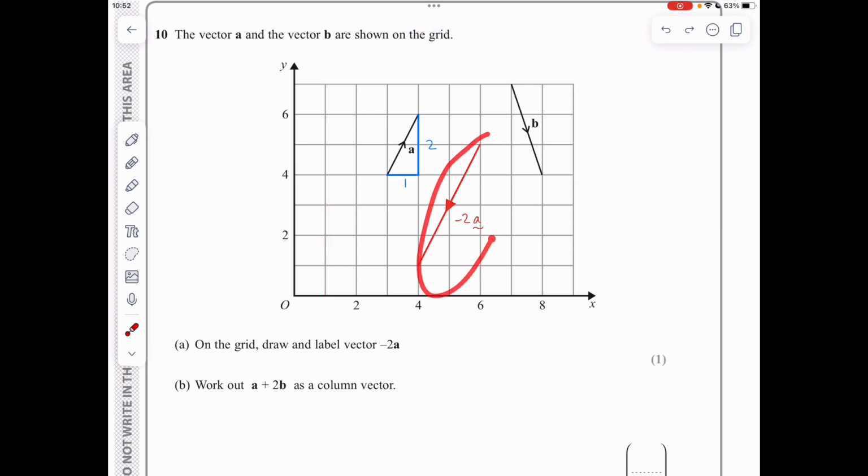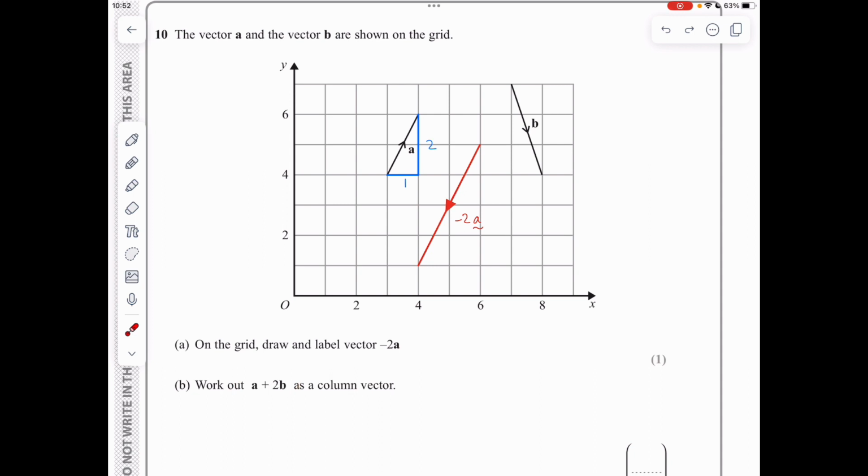You can draw this anywhere. The important thing is to see the vector going 2 to the left and 4 down, so it is crucial to include the arrow as well. If vector a is taking you up and to the right, then the vector -2a is taking you to the left and down. We are then asked to work out a plus 2b as a column vector.